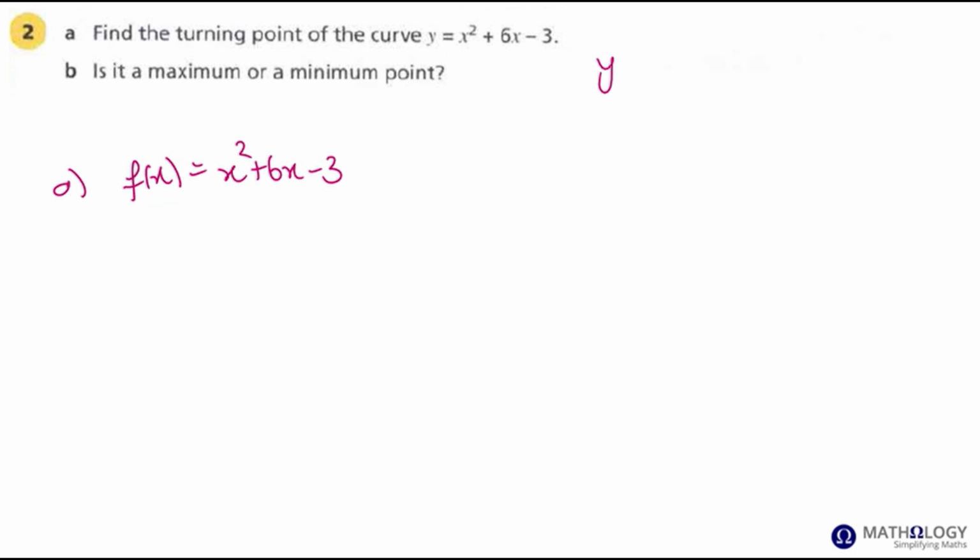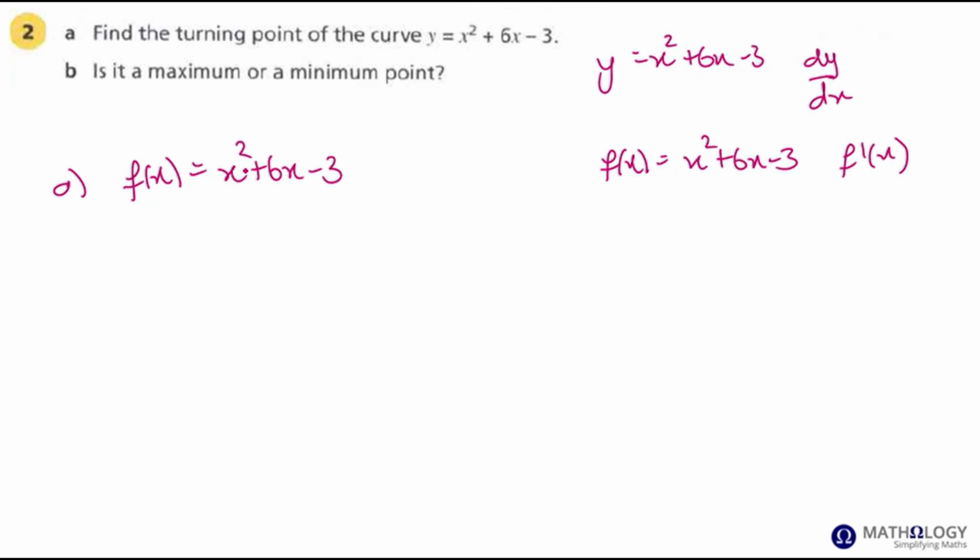Now, if the function is y equals x squared plus 6x minus 3, the derivative function is dy dx. The function is f of x, and y equals f of x, which is why it's interchangeable in this notation. If f of x equals x squared plus 6x minus 3, then the derivative function is f prime x. So for stationary points, the first derivative function, the gradient function, equals 0, so f prime x equals 0.